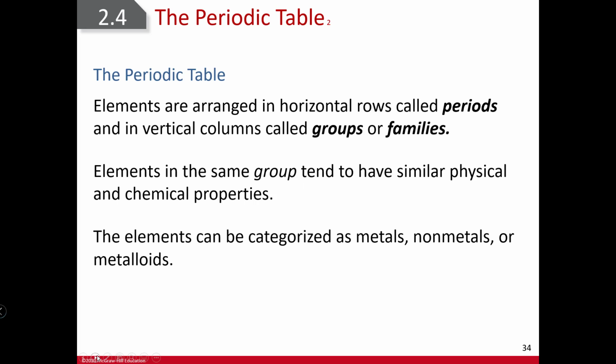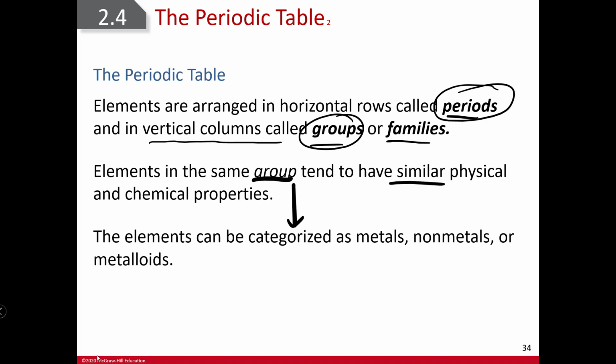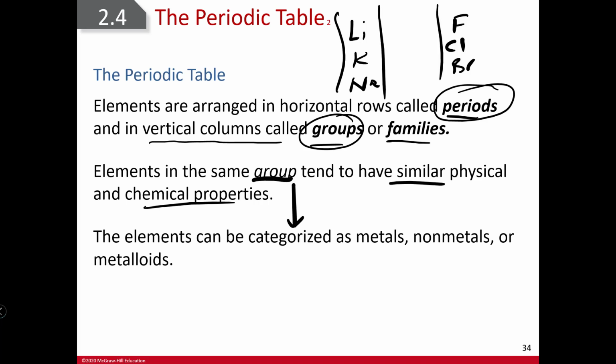All right, so on the periodic table, we have elements that are arranged in horizontal rows called periods. And then we also see vertical columns called groups or families. I want to use the word groups. Some biologists use families still, but groups is the more preferred term. So groups and periods is what I'm going to use. Every element in a vertical column, called a group, tends to have similar physical and chemical properties. So for example, lithium, potassium, sodium all have similar chemical properties. On the other side, fluorine, chlorine, bromine have similar chemical properties. They're in vertical columns called groups. We're going to find out why that's the case in a few slides.